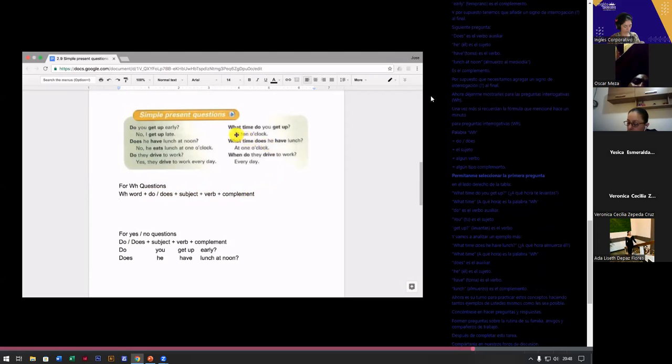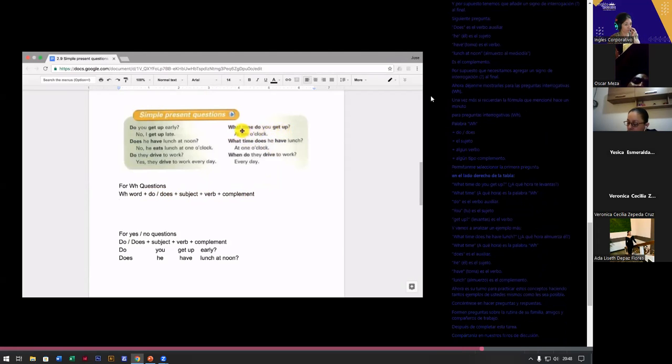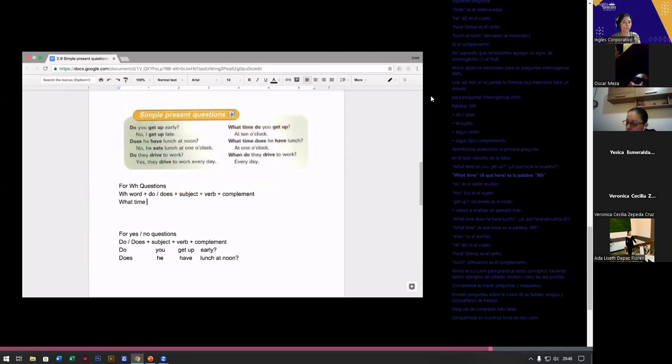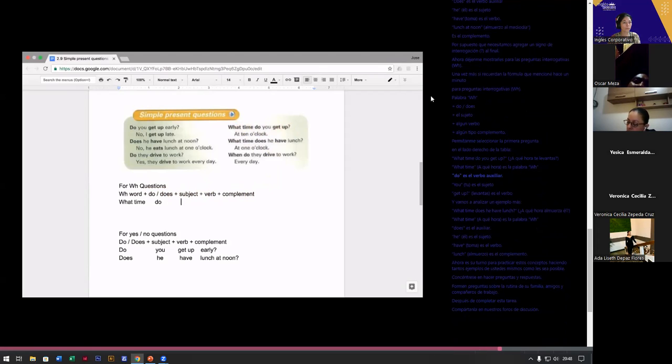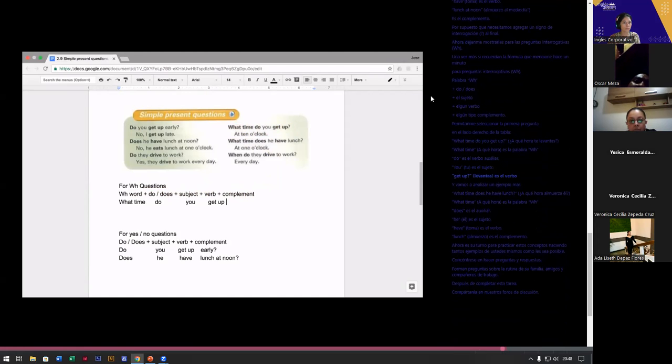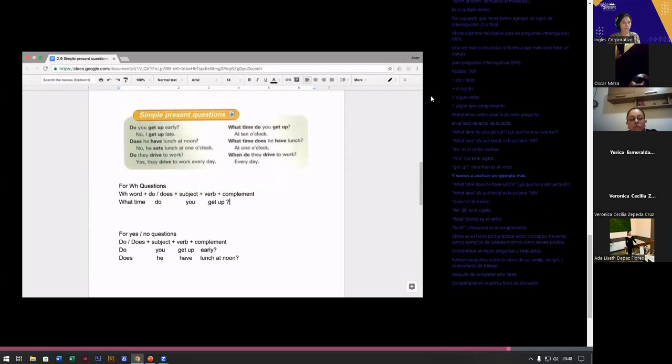Let me select the first question on the right side of the chart. What time do you get up? What time is the WH word? Do is the auxiliary verb. You is the subject. Get up is the verb. And let's just analyze one more example.